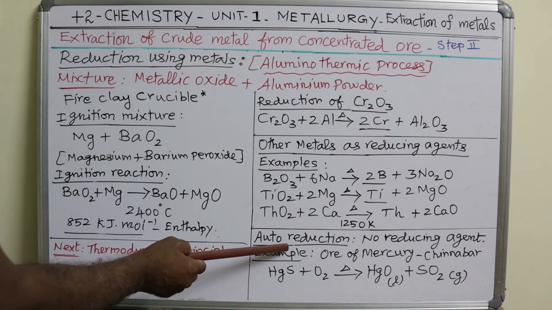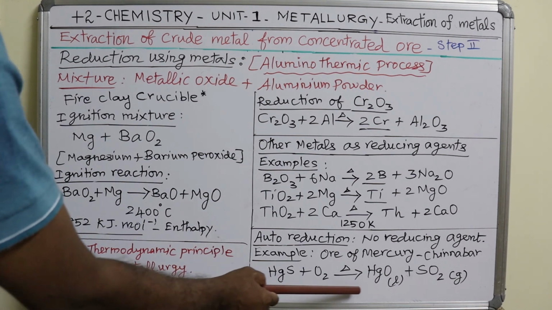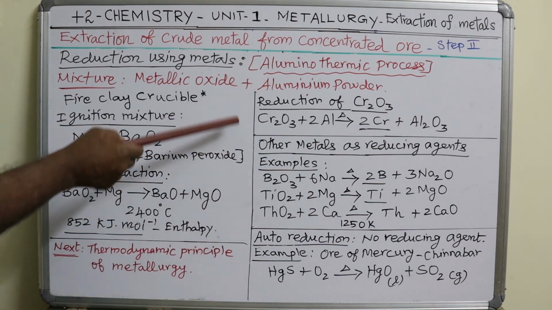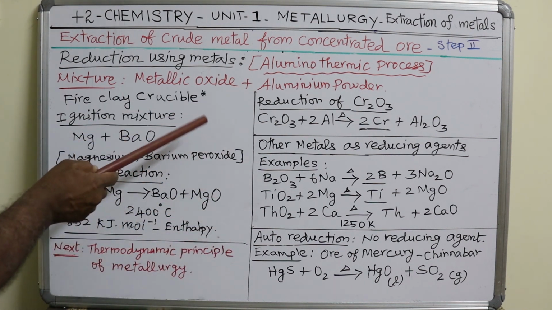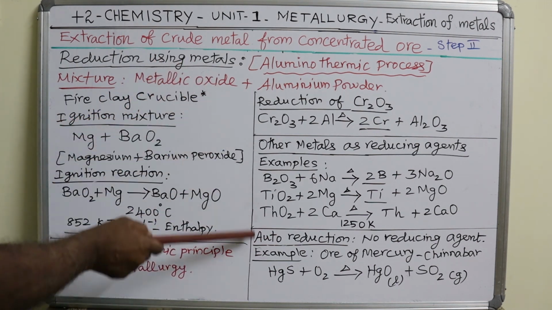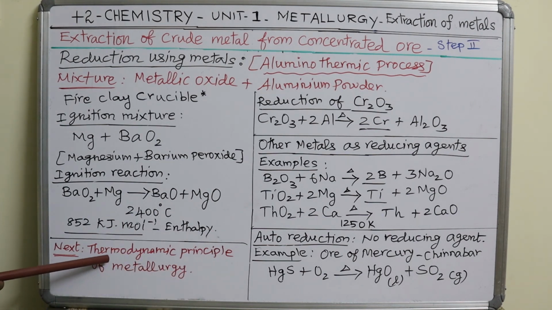So this also can be asked as a 2 mark question. Give an example for auto reduction, or how mercury sulfide, cinnabar ore, is reduced to its metal, can also be asked. So these many possibilities are there. In this video we have discussed 2 important methods: reduction using metals and auto reduction. So remember all this and you can write it in the examination if they ask you. And now in the next video we will see thermodynamic principles of metallurgy. Thank you.